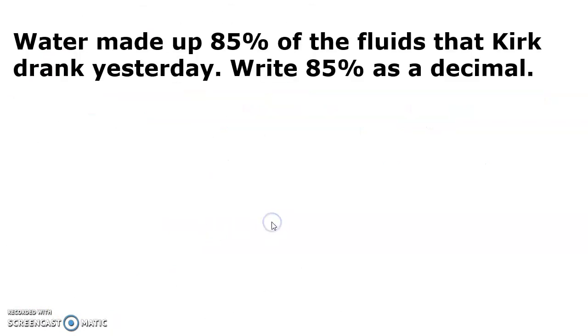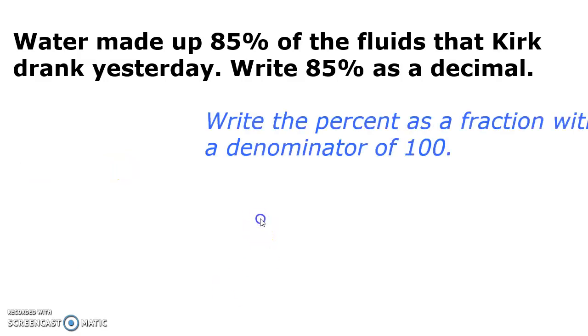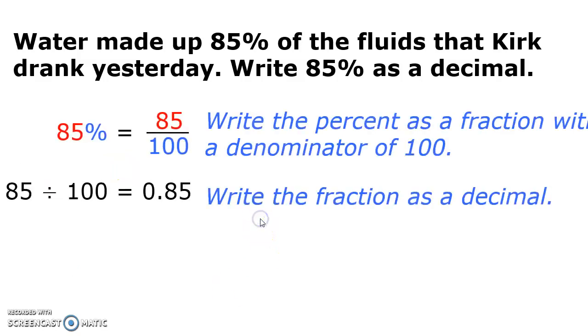Okay. So water made up 85% of the fluids that Kirk drank yesterday. I'm sorry, water, not Walter. I don't know where that came from. That's pretty good. Write 85% as a decimal. Again, we don't have to do anything special. We can move our decimal over 2 spots, and we know our answer is 0.85 or 85 hundredths. Okay, boom, there you go.